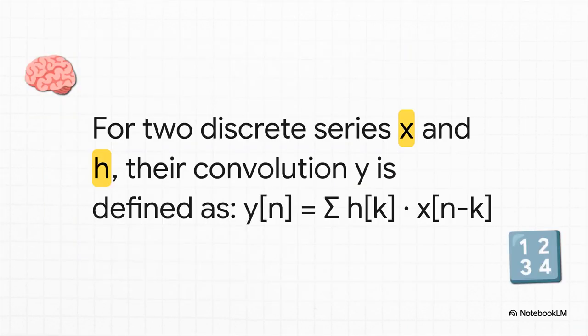Now that cool blending idea, it actually boils down to a pretty neat mathematical formula. To get each new output value, that y[n], we're just taking a weighted sum of the input values x, where all the weights are defined by our kernel, h. It's a very systematic process of multiply and then add.